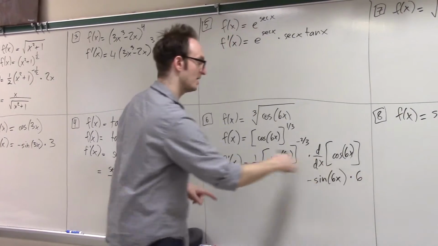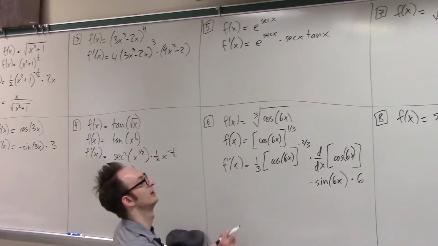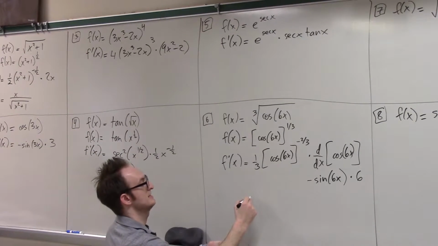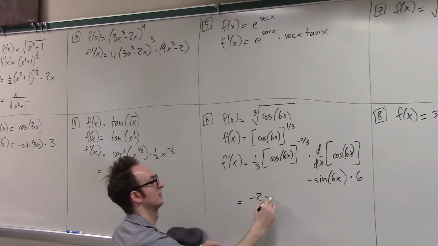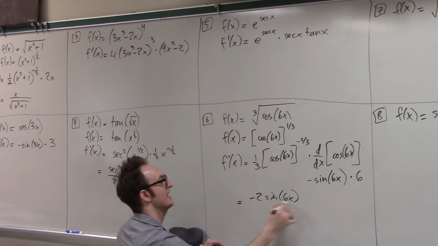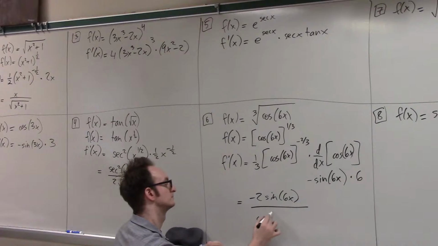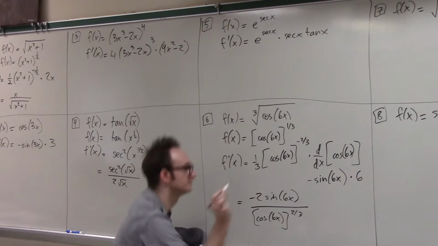And now I just multiply all these. So we get negative 2 sine 6x over... and we usually just leave it like that.